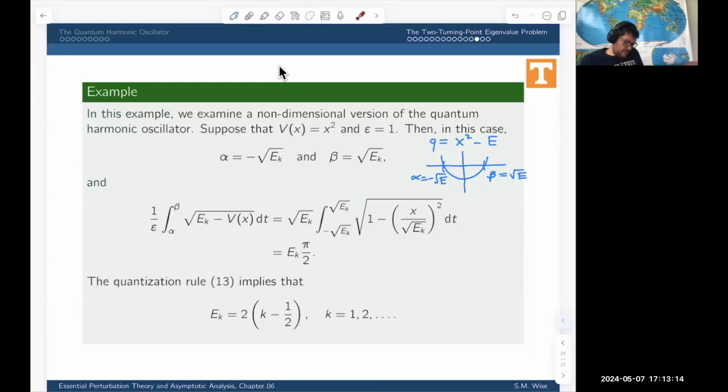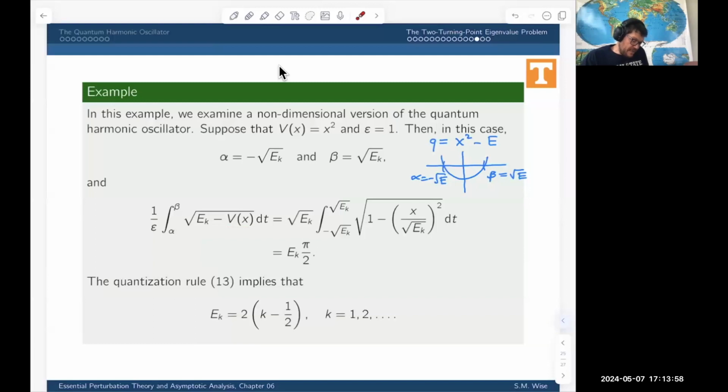The quantization condition, the first quantization rule, says that 1 over epsilon, where epsilon is equal to 1, integrating from alpha to beta, the square root of E minus v should be equal to a certain formula. Well, to see that it's equal to that certain formula, let's compute this. We can, in this case, compute this exactly because this is quadratic. Let's do a simple change of variables. Actually, we'll do that second.